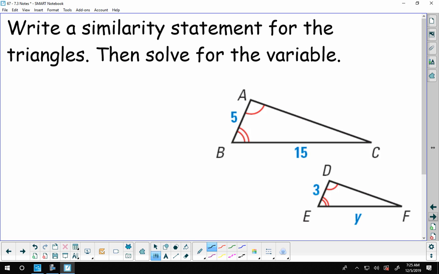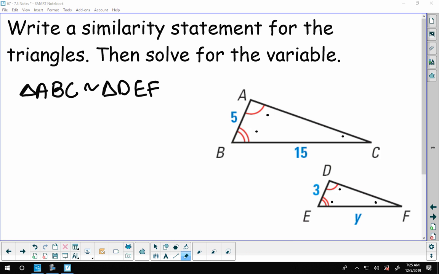Write a similarity statement for the triangles. So they're already telling us they're similar. You can see the 2 angles of the one triangle are congruent to the 2 angles of the other triangle. So I'm going to name the first one triangle ABC. Just keep it in alphabetical order. Is similar to triangle, so we want 1, 2, none. So let's go 1, 2, none. So triangle DEF. That is also in alphabetical order.